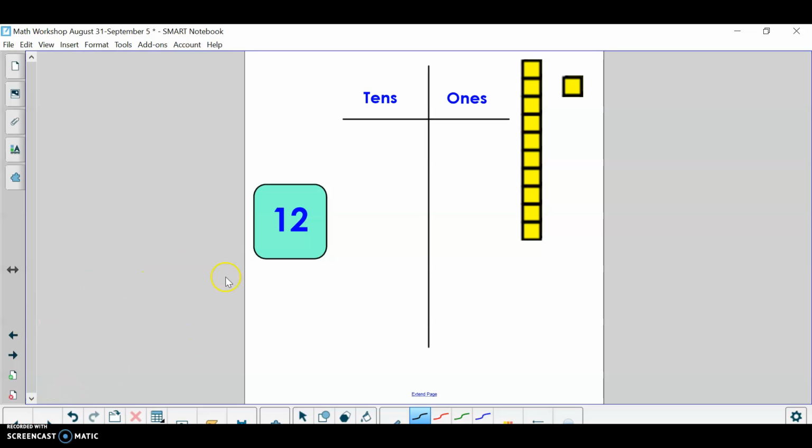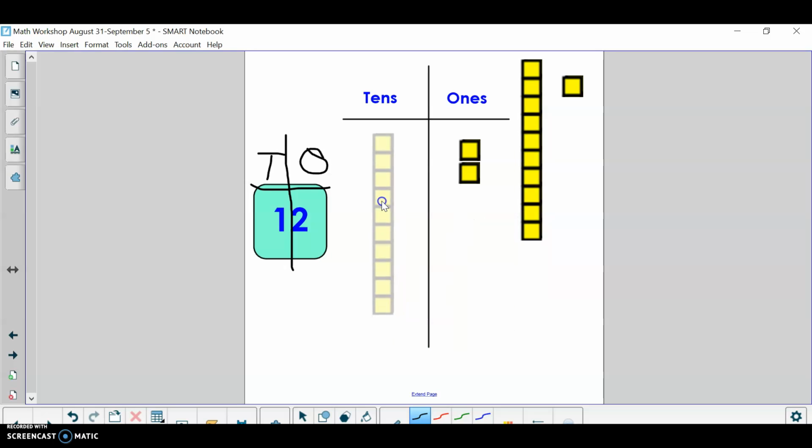What number is this? Very good, 12. Let's make a T-chart, a tens and ones T-chart. How many ones do we have? Right here. How many ones? That's right, 2. 1, 2. And how many tens? Very good. 1 ten, 2 ones. Very good.